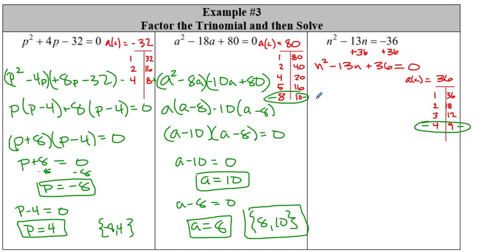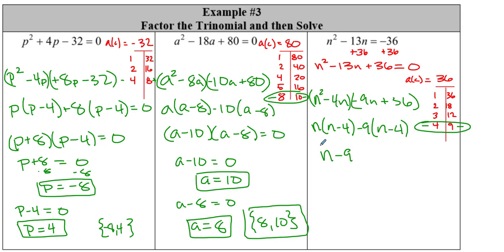Let's go ahead and rewrite this. So n squared minus 4n minus 9n and plus 36. We want to group these and group these. So it looks like we take out an n. We got n minus 4. I'm going to take out a negative 9. I am left with n minus 4. Alright, so now we got n minus 9 and n minus 4 is equal to 0.